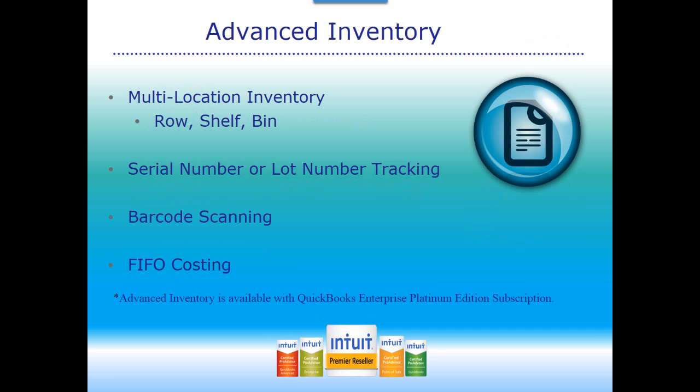What I'd like to cover with you today are the features of the Advanced Inventory module. Advanced Inventory is part of Intuit's Enterprise Platinum Edition subscription. Advanced Inventory has the ability to track multiple inventory items in multiple locations, including rows, shelves, and bins, the ability to track serial numbers or lot numbers for your inventory items. It includes barcoding availability, and it gives you the ability to track your inventory using FIFO costing.